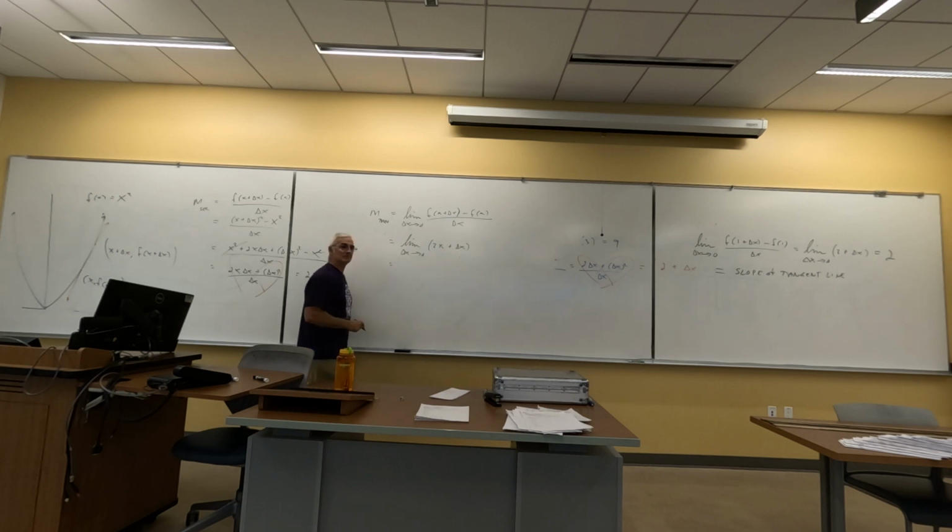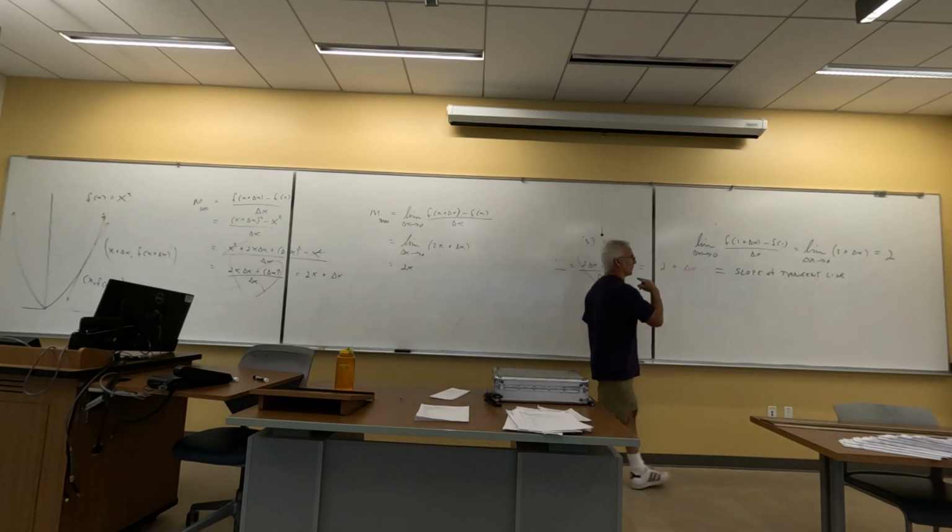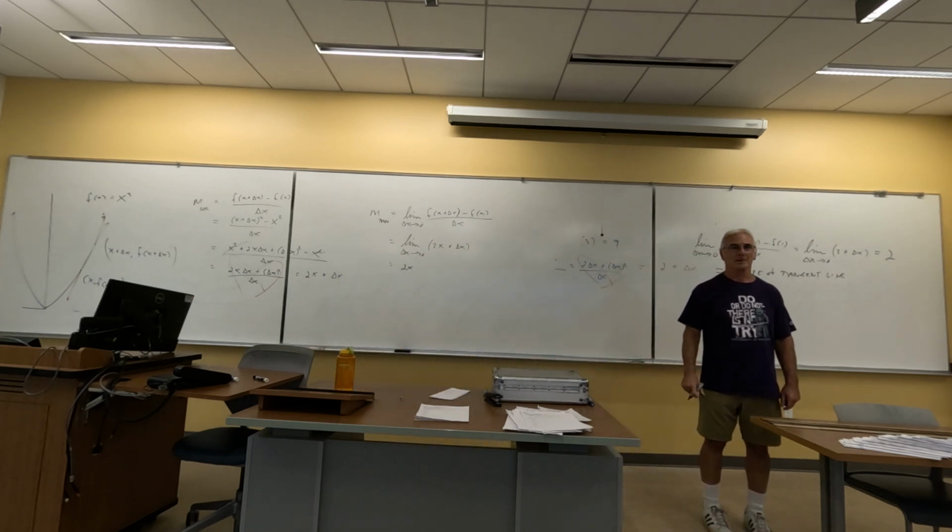Delta x is approaching 0. 2x. X isn't doing anything. Delta x is approaching 0. This is 2x, which absolutely agrees with what we got on the other one. But here's what's cool about that.